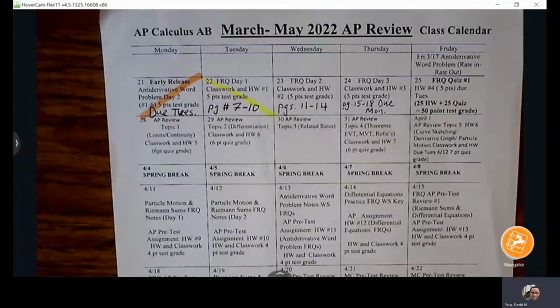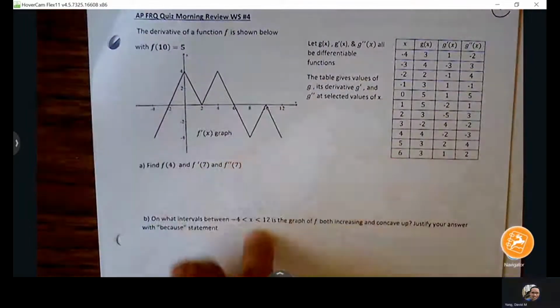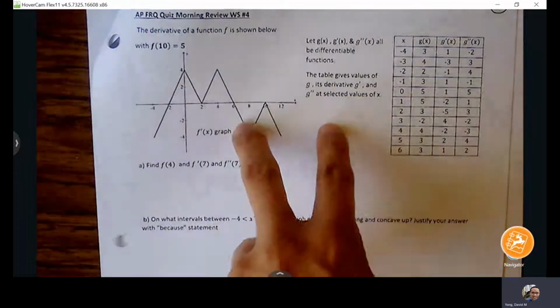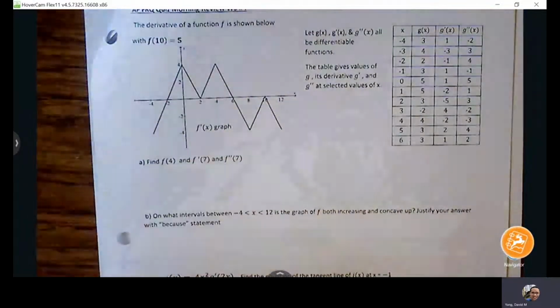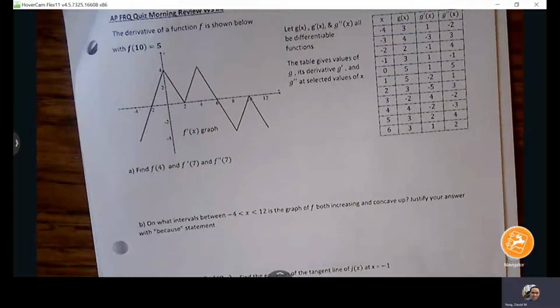Yes. How many FRQs are there? Oh, it'll just be one FRQ. If you look at the morning review, yes, good question. I'll give you a graph, a table, and I may give you a function, and I'm just going to be asking a bunch of questions from this. So it's based off the same stem, and then just a bunch of questions. It's basically one extended FRQ. That's it for tomorrow.